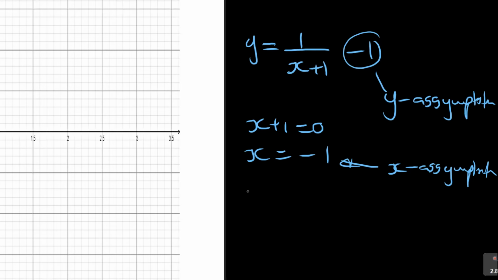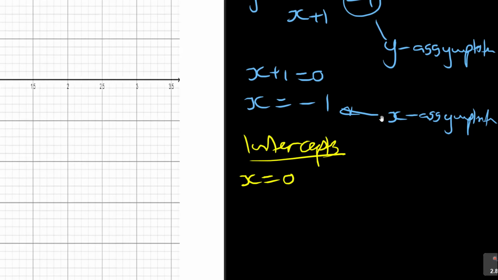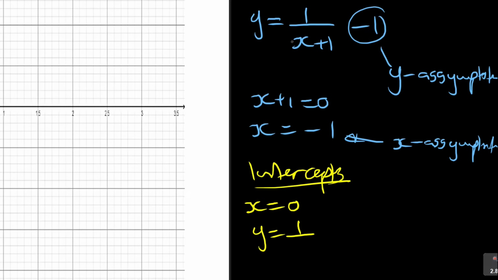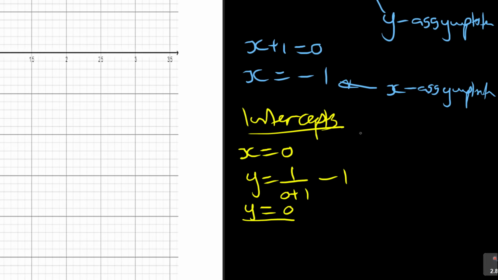Then after that, you need the intercepts. So for the intercepts, remember there are two. When x is equal to 0, then y is equal to 1 over, you go to the equation, remember x is 0. So where there is x, there it is 0 plus 1 minus 1. So y is equal to 0. Am I right? When x is equal to 0, 1 over 1 minus 1, y is equal to 0. And then that is the intercept.